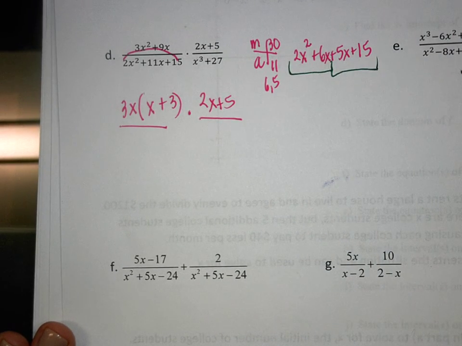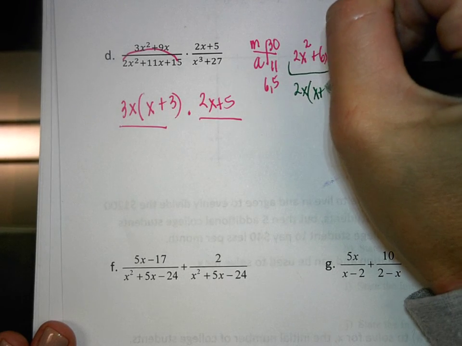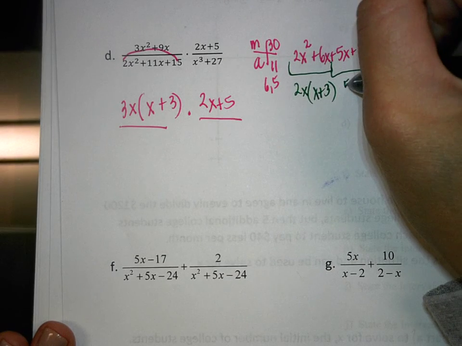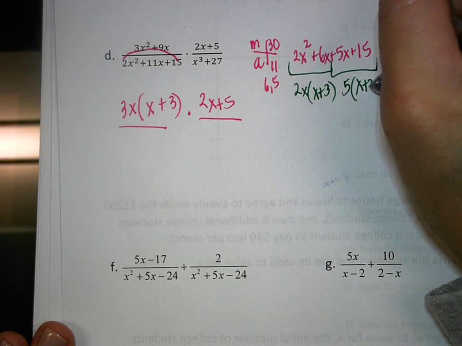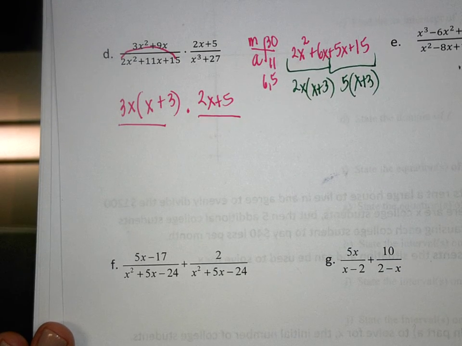What's my GCF at the first group? And we're left with? Good. And the GCF at the second? And we're left with? Good. So when we end up finally factoring that, what goes in the denominator over here?